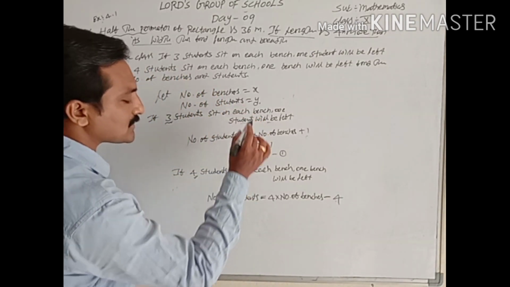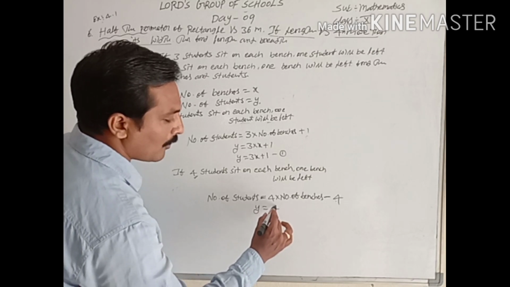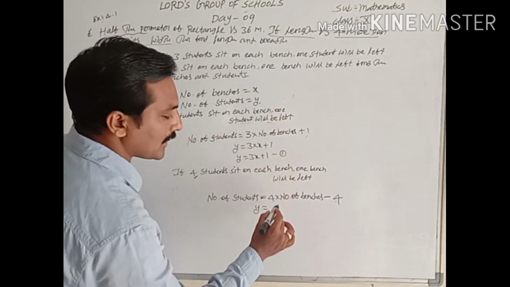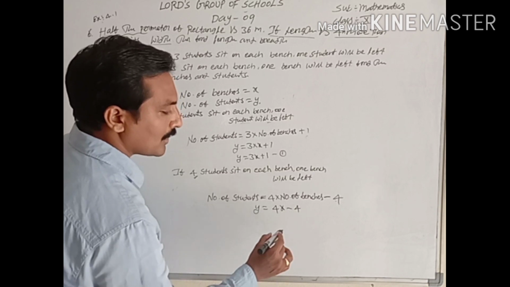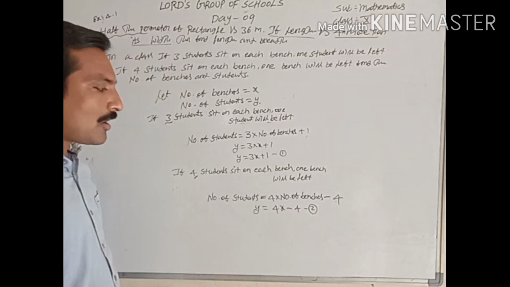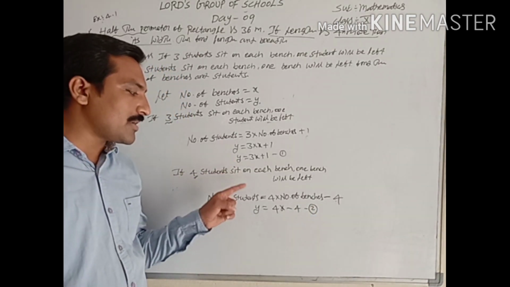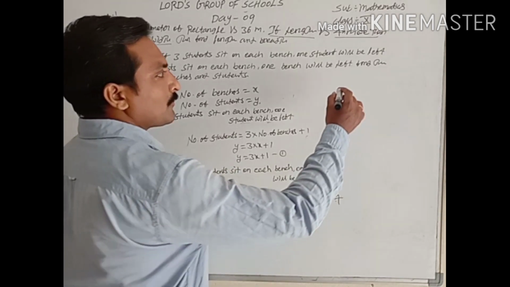The number of students is represented with y, 4, and the number of benches is represented with x, minus 4. This is the second equation. Now you have to observe the first equation and the second equation, from 1 and 2.